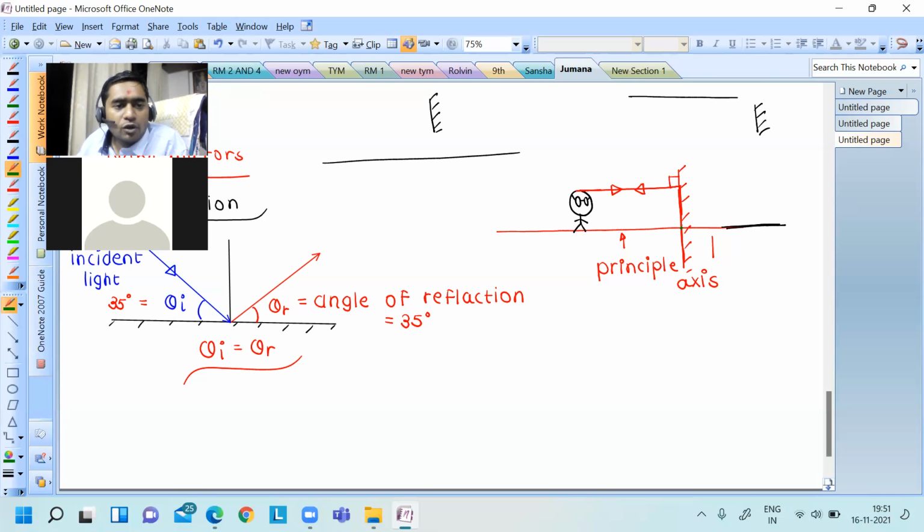Yes, and if I draw another incident ray somewhere here, the point through which our principal axis passes is called the pole of the mirror. It's called the pole of the mirror, another name significant for our plane mirrors.